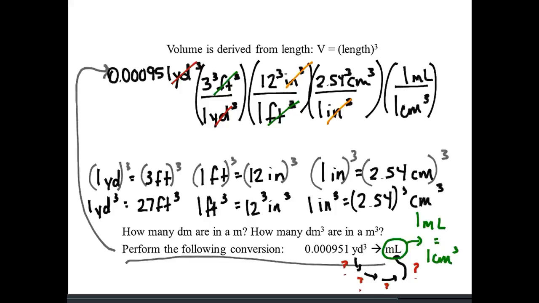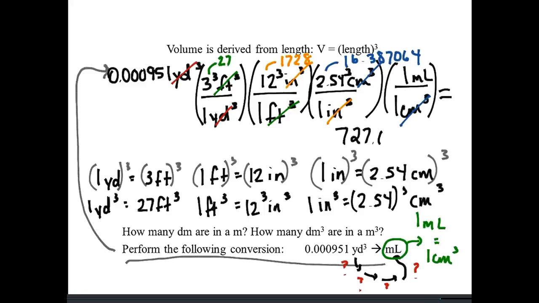1 milliliter is the same thing as 1 cubic centimeter. You can either show that step or not. I suggest if it confuses you that you show it, and if it doesn't confuse you, you don't show it. So 3 cubed is 27, 12 cubed is 1,728, 2.54 cubed is 16.387064. You can either do those calculations, or like I said, just plug them into your calculator as you do the whole calculation. That's usually what I do.